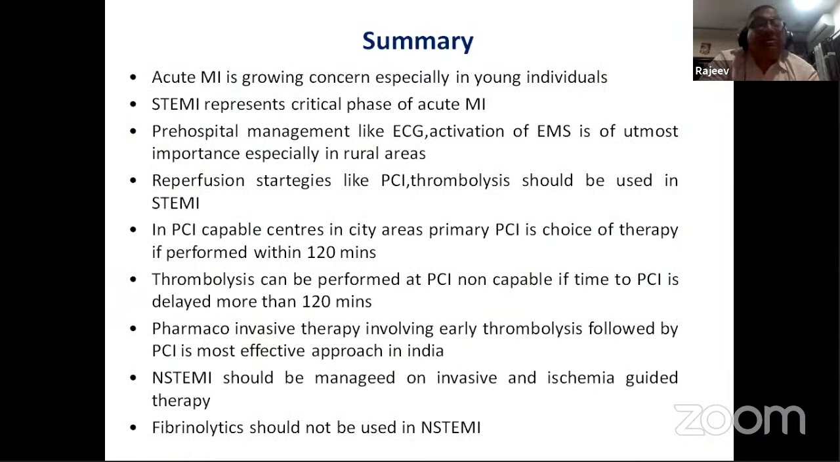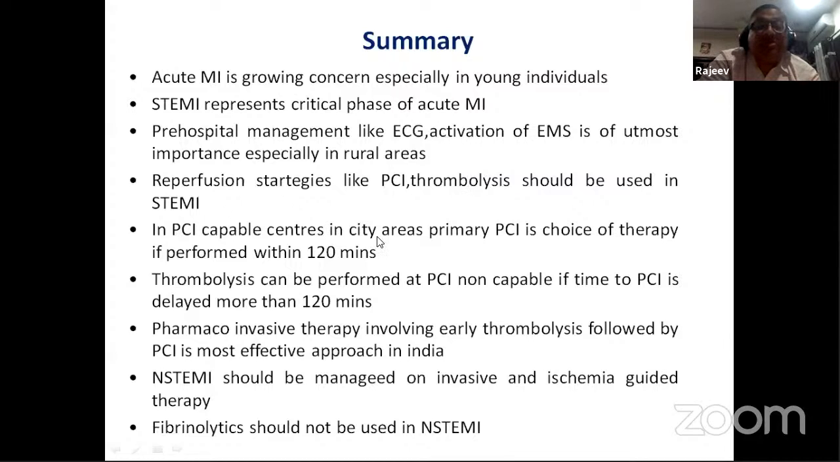So patients with acute MI, growing concerns in young individuals in India. STEMI in India represents a critical phase of acute MI management. Pre-hospital management like ECG, activation of emergency medical service is very important in rural areas. Reperfusion strategies like PCI and thrombolysis should be used in STEMI.